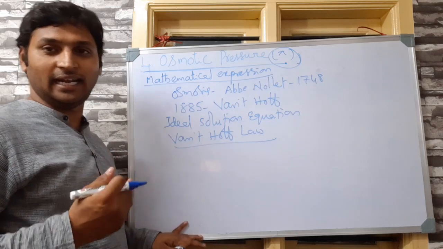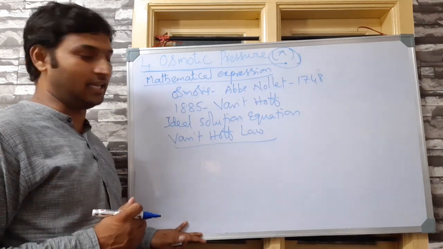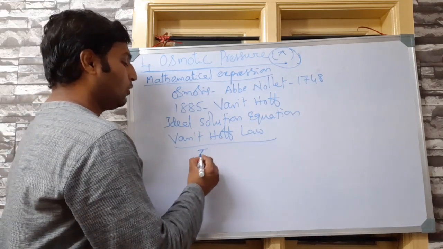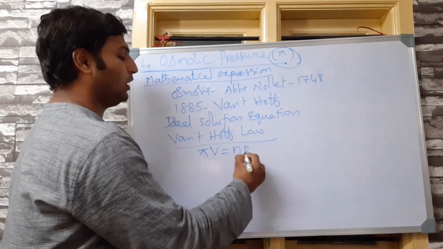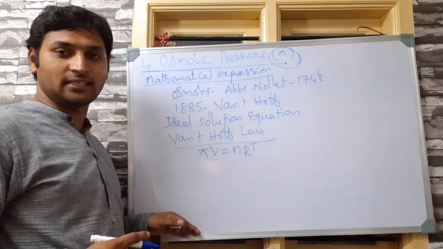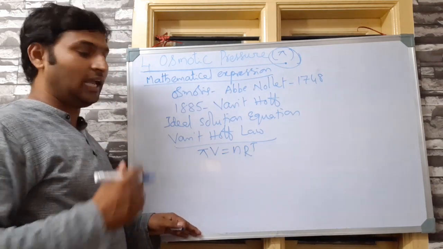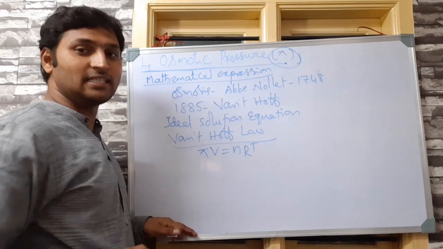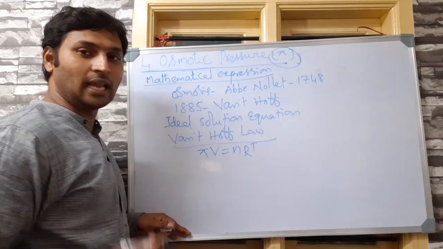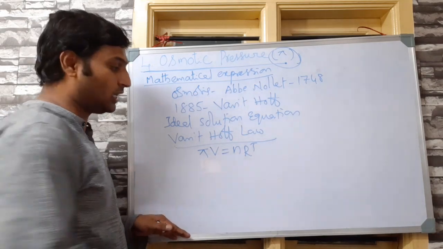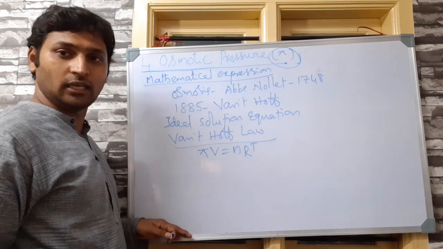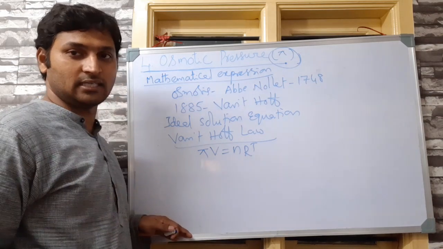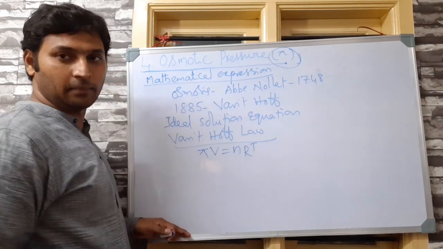So, like ideal gases have an ideal equation, ideal solutions have an ideal equation called Van 't Hoff's law, which is expressed as pi V is equal to nRT. Like in your ideal gas equation, it was PV is equal to nRT. Here it is pi V is equal to nRT, where pi is the osmotic pressure, V is the volume of the solution, n is the number of moles of solute present in the solution, R is of course the ideal gas constant. Depending upon the units of osmotic pressure, you decide the value of R, which you have studied last year already. Then T is the Kelvin temperature.